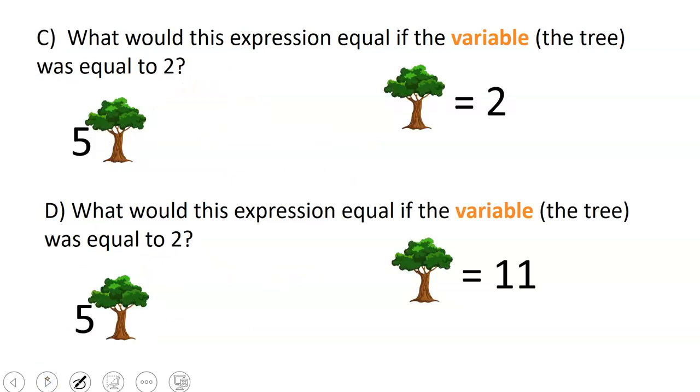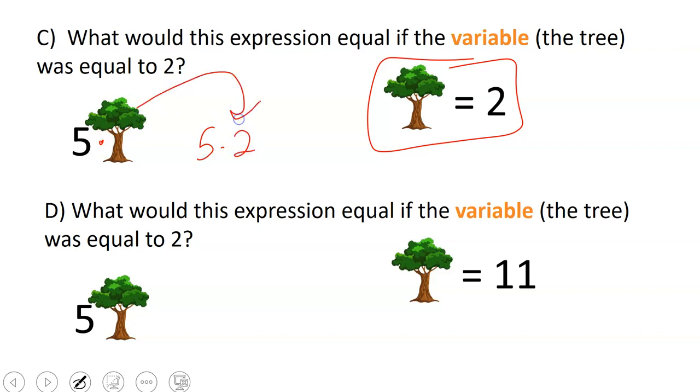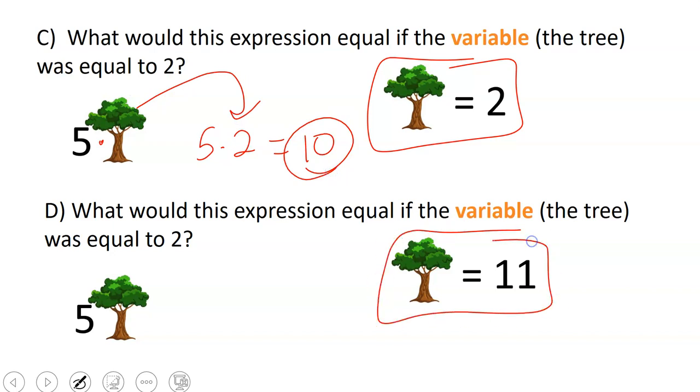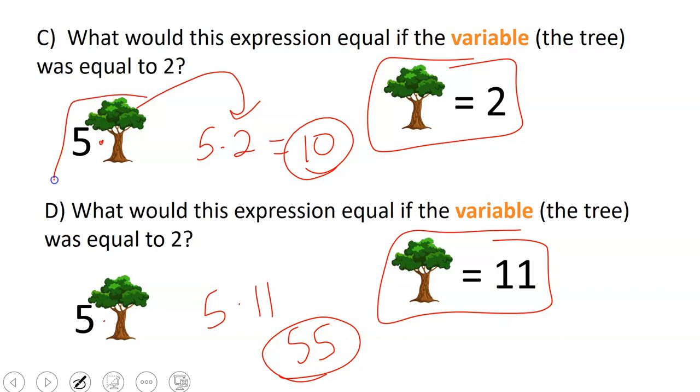Let's say that we used a tree for our variable. So remember, a variable is just a symbol that represents a number. So if the tree is equal to 2, so our variable is equal to 2, well, 5 is being multiplied by the tree, so now 5 is being multiplied by the 2, and we get 10. But let's say instead that you made the variable 11. Well, if you multiply 5 by 11, you get 55. So the variable changes the value of the term based upon what that variable is equal to.